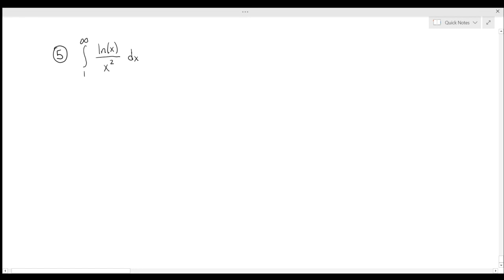All right, so for this integral, I don't have the derivative of the natural log of x in the integral, at least not quite, because I have 1 over x squared rather than 1 over x. So because of that, I'm going to do integration by parts on this one instead.